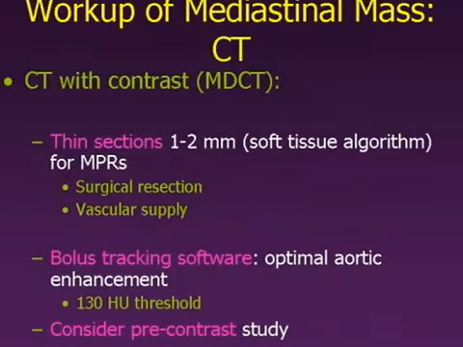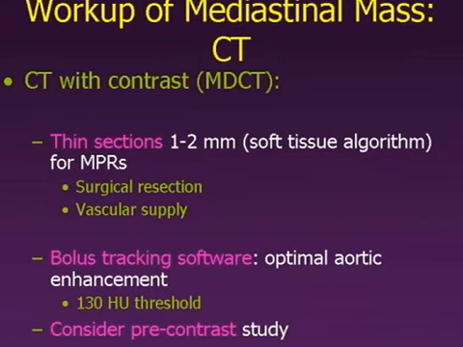So how do we work up mediastinal masses? As I said, the first test in almost all cases is a multi-detector CT. It's a CT study with contrast, and if you're using a multi-detector CT, it should be performed with thin sections on the order of 1 to 2 millimeters. The reason being, you can anticipate that you're probably going to be creating MPRs, multiplanar reformatted images, for pre-surgical planning, to assess vascular supply, and so forth. So thinner sections are going to be useful.